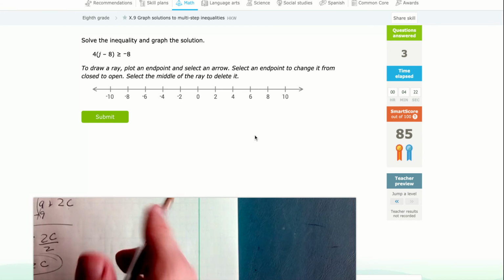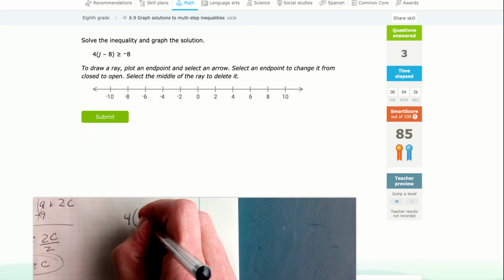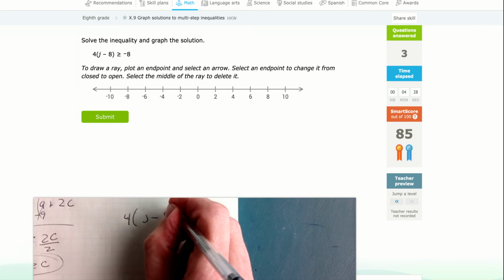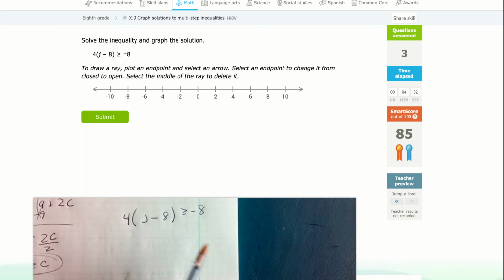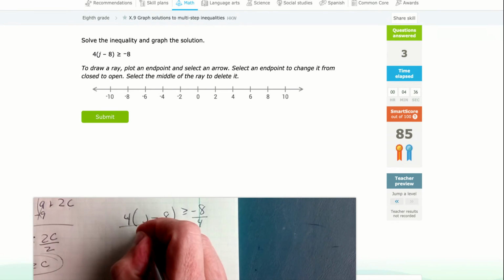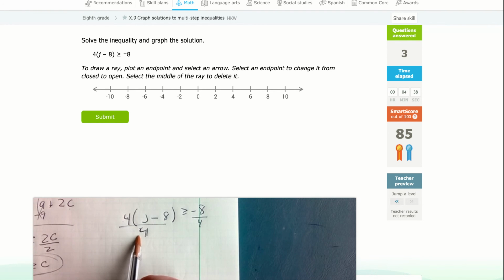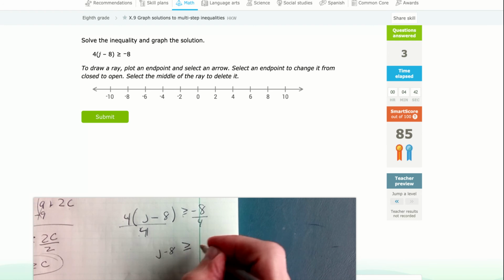So let's just do one more, and hopefully the next one will be a strict inequality. 4J minus 8 is greater than or equal to negative 8. Again, I like to solve this by first dividing by the 4. I just like to undo everything. Since I'm dividing by a positive number, that's not going to change. I'm left with J minus 8 is greater than or equal to negative 2.